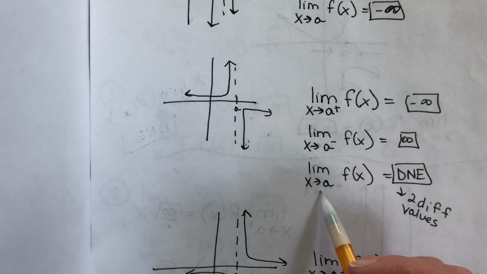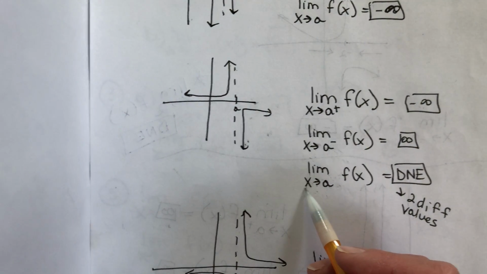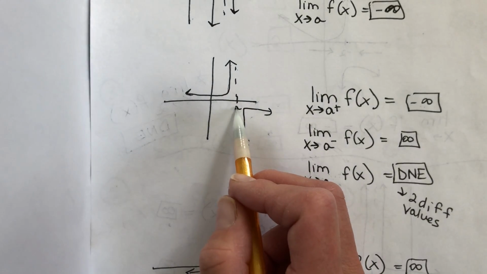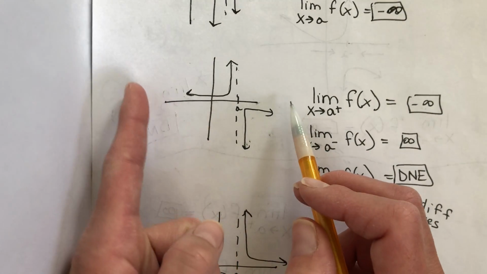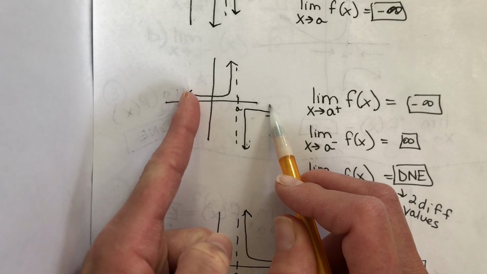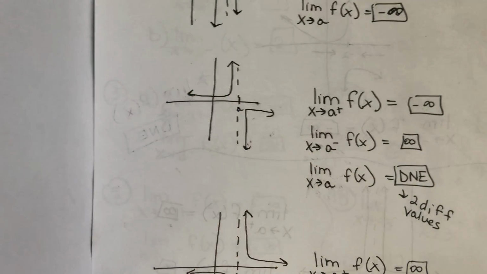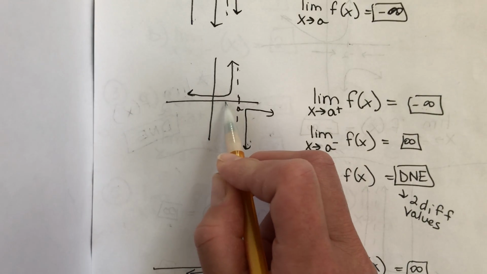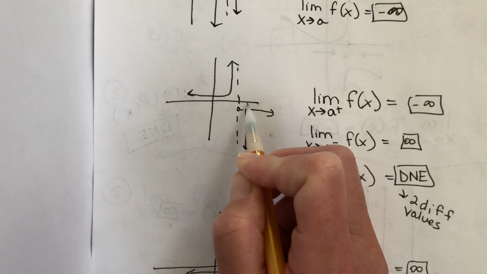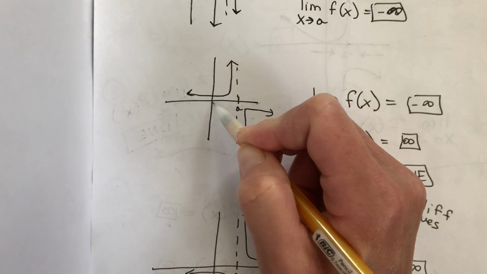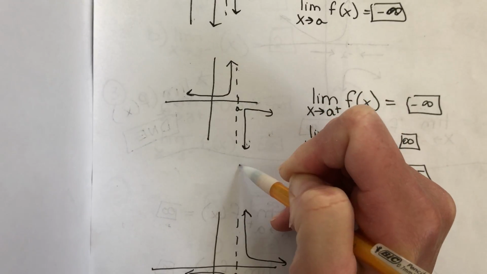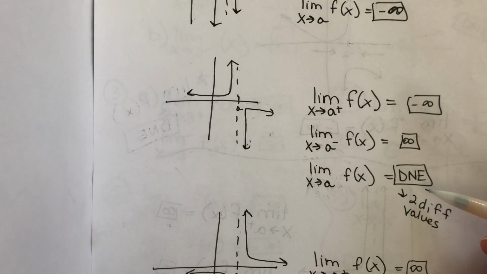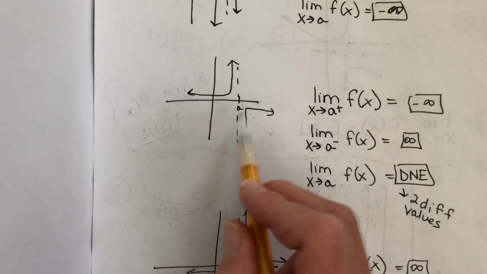And if I just ask you to find the limit as x approaches a, that means you have to be looking from both sides. If both sides zero in on this a value and they're going to the same place, I can write that down. But they're not going to the same place. When I look from the left and from the right, they're going in two different places. The left side's going up, the right side's going down. Therefore, the limit does not exist as you approach the a value from both directions.